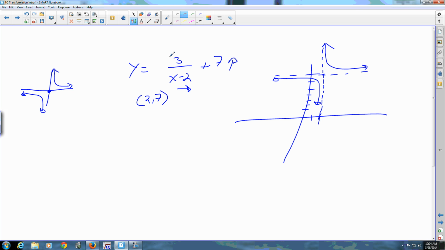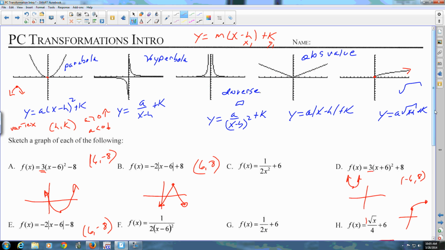If this was a negative 3, then it'd be sitting in the negative orientation, which is sitting here and here. So you find your center point by reading a coordinate out, and then draw your vertical asymptote and your horizontal asymptote through it, and this is A greater than 0. If it was here, then that's going to be A less than 0. Okay, let's see if we can sketch some of these.